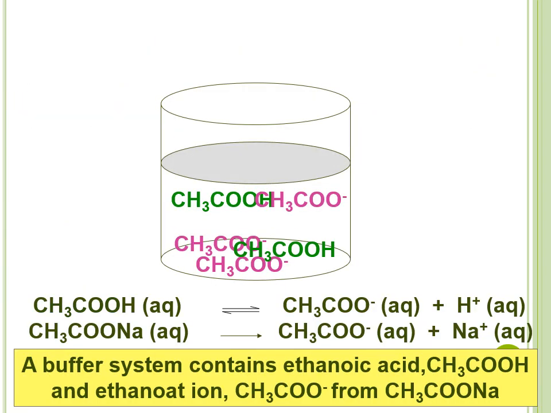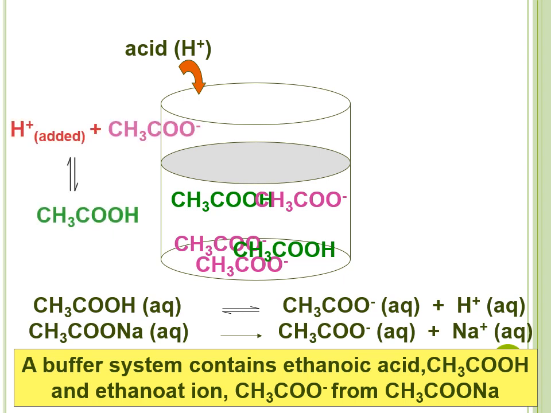Let's say we have a beaker. In the beaker is our buffer solution. Listed there are the two reactions that are involved. Then we insert acid. What will happen is the acid will react with acetate ion to become the green item, acetic acid. So we add more acetic acid there. So the pH is maintained.